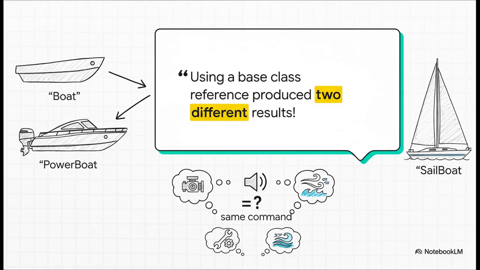And that brings us to the real magic trick, polymorphism. It's a fancy word that literally just means many forms. And it's this idea that you can use the exact same command and get completely different results depending on the object. For example, we can treat both a powerboat and a sailboat as just a generic boat. But if we tell each one to move, they do it differently, right? One fires up its engine, the other raises its sails. Same command, totally unique behavior. That is the power of polymorphism.